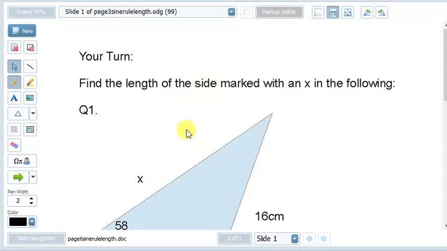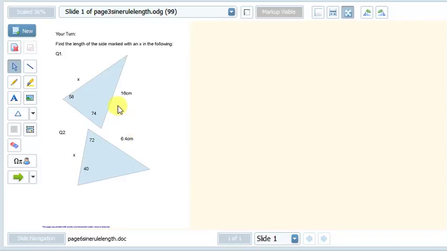Okay, so it's now your turn to have a go, and these are our two questions that I would like you to have a go at. Quite good questions. Question 2, there is a bit of a trick to it at the beginning, so just be careful with that. Remember to copy out the questions.